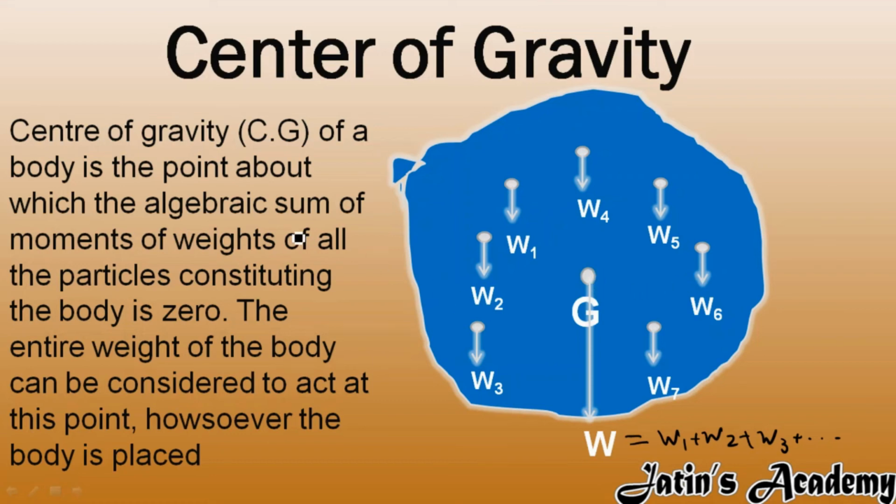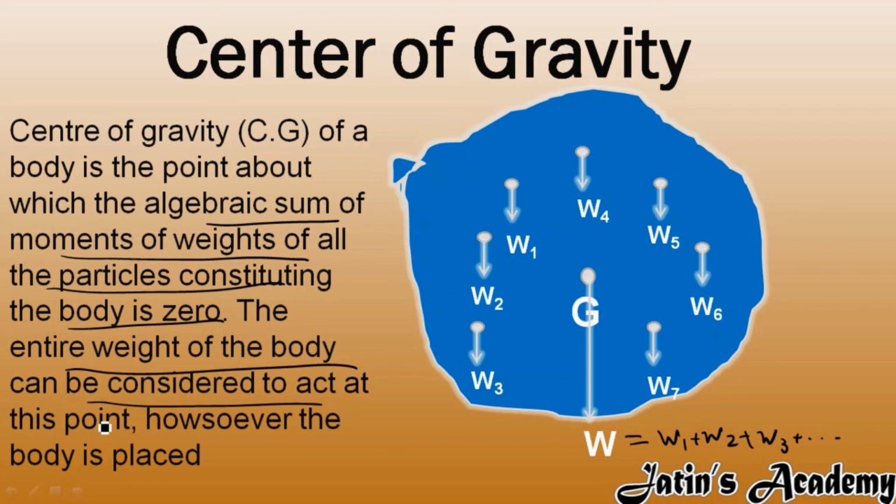First of all, the algebraic sum of moments of weight of all the particles constituting the body is 0. And second, the entire weight of the body can be considered to act at this point. These two definitions mix up and form the definition of the center of gravity.